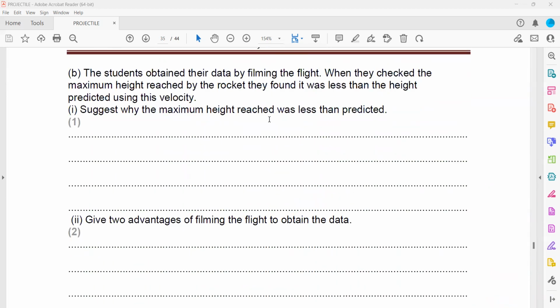The students obtained their data by filming the flight. When they checked, the maximum height reached by the rocket was found to be less. Suggest why the maximum height reached is less than predicted. So what might be the possible reasons? The reason is that technically there is air resistance. We assume air resistance is negligible, but air resistance is there. Air resistance opposes the motion of the rocket as it is going up, so energy will be lost or dissipated. That's why it will not reach the height which we calculated, it will be lower.